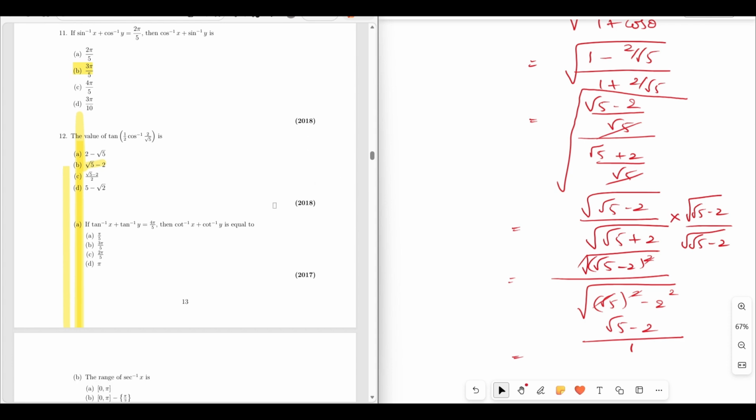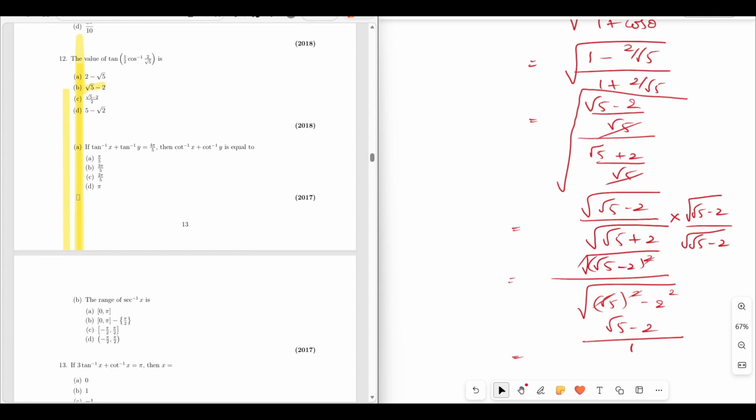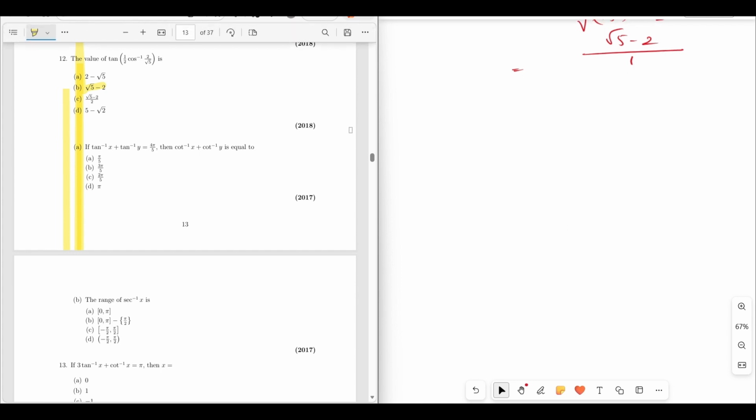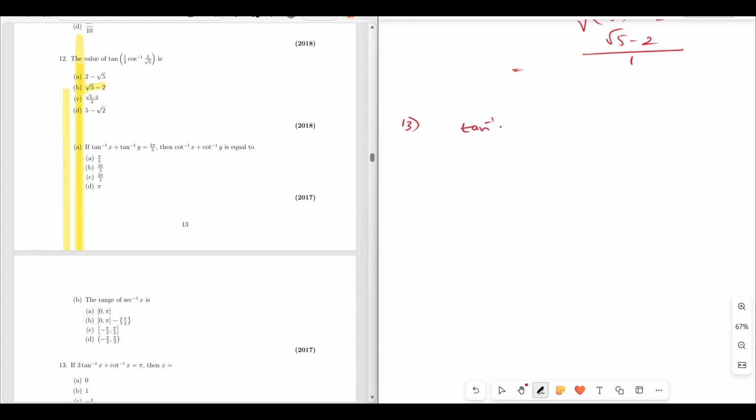So next, moving on to the next question. If tan inverse x plus tan inverse y is equal to 4 pi by 5, then cot inverse x plus cot inverse y is equal to. From the year 2017, the number has been missed. It is the 13th question. Tan inverse x plus tan inverse y is equal to 4 pi by 5. You're supposed to find the value for cot inverse x plus cot inverse y.